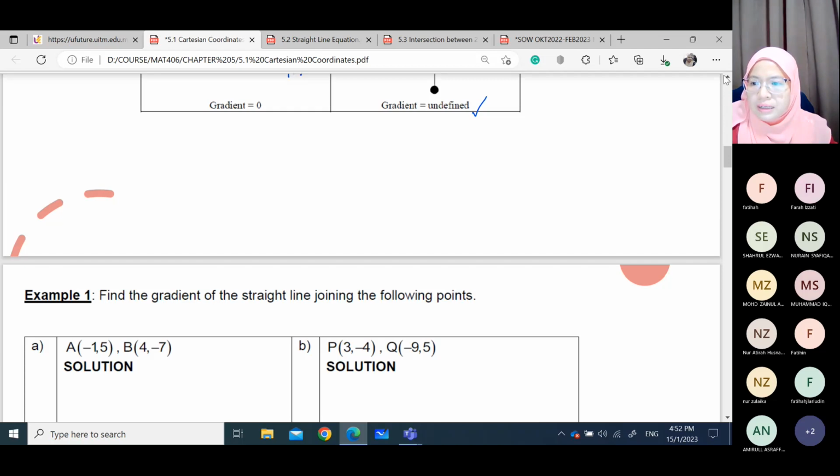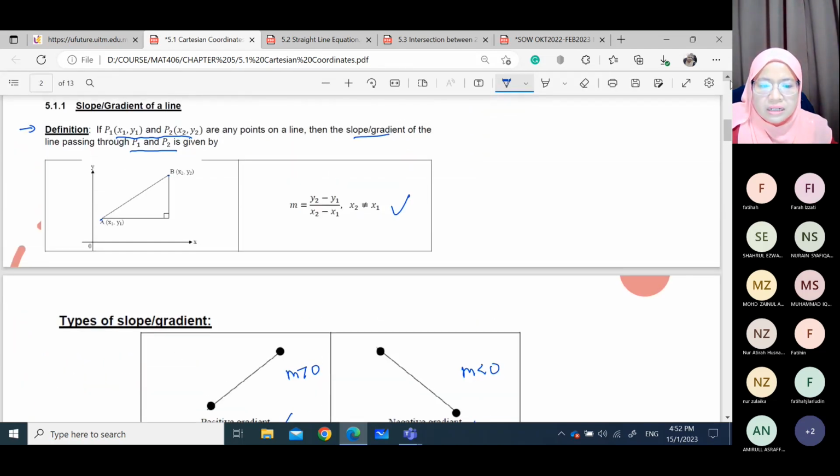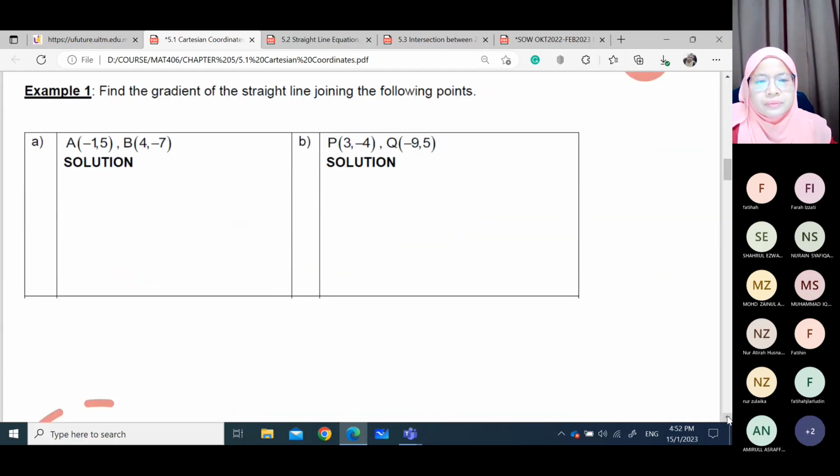Okay, ada soalan tak setakat ni untuk coordinate and slope? Any question? Tak ada. Alright, so kalau tak ada kita tengok example 1.